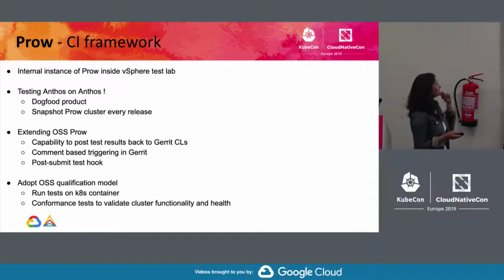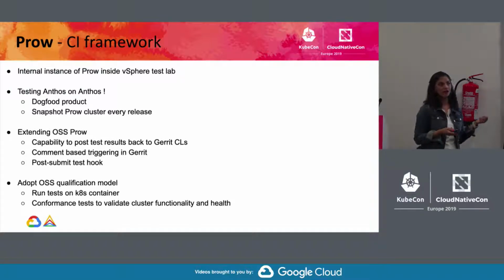So this helped us not only dogfood the product, but also net a lot of those elusive bugs that only manifested when a cluster ran for a long time in long-running states. So once we did that, in order to help developer productivity, we had to bring our internal instance of Prow to somewhat of a feature parity with the open source Prow.